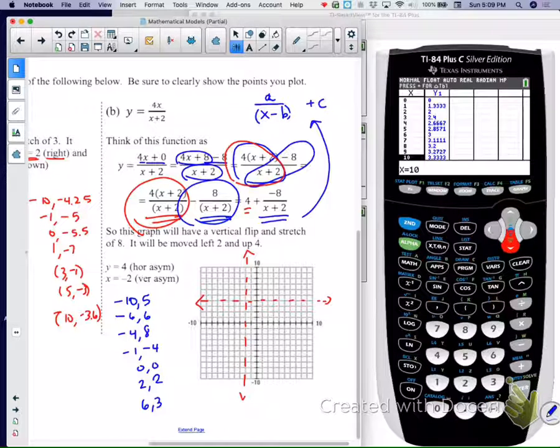So negative 10, 5, then counting out the grid for each point, then negative 1, 4. Now we're on the other side. 0, 0, 2, 2. Okay, so here's one branch, and here is another one. And that is rectangular hyperbolic functions.